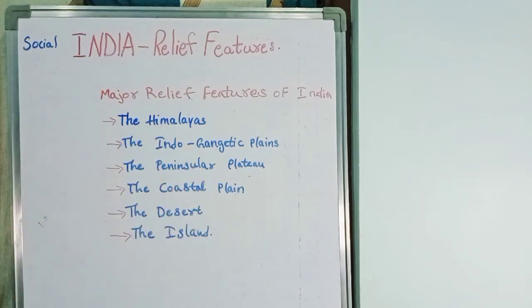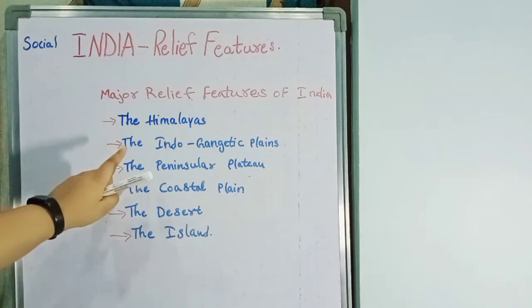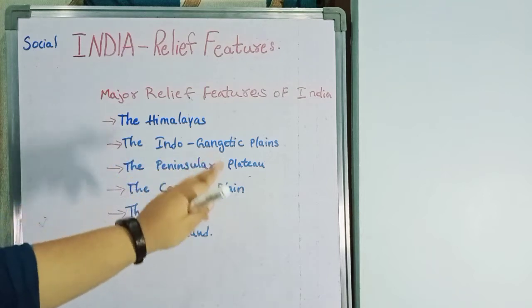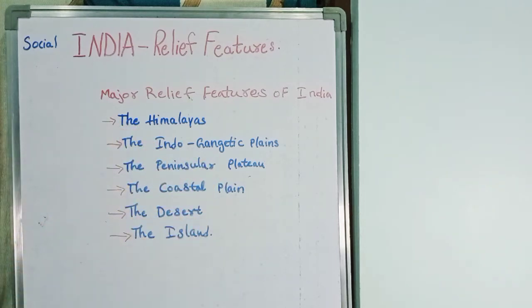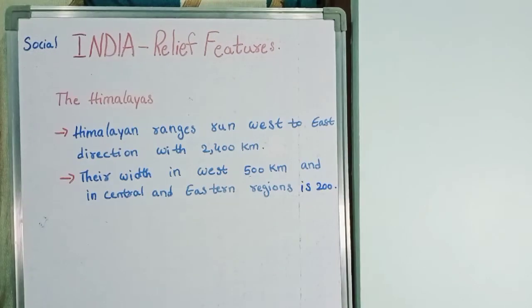Now we are entering into the main topic, that is major relief features of India. There are 6 major relief features of India. The first one is the Himalayas, second one is the Indo-Gangetic Plains, third one is the Peninsular Plateau, fourth one is the coastal plain, the fifth one is the desert, and the sixth one is the islands. In desert we will see about the Thar desert in India.